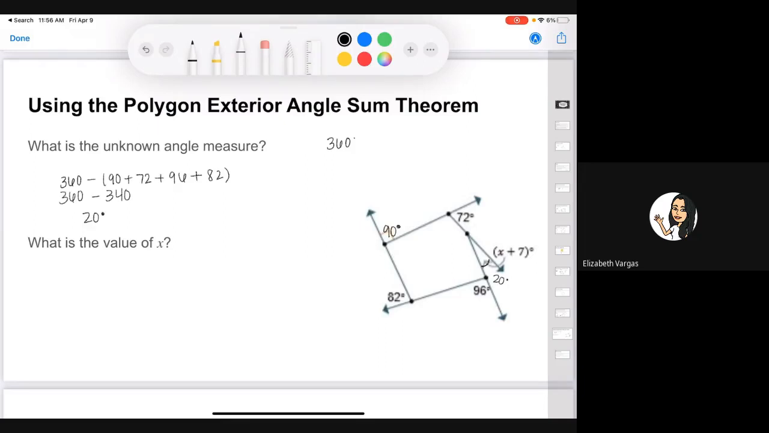Okay. Well, what does that mean x is? Well, if that has to equal 20, then I take x plus 7 equals 20. Solve for x. x is equal to 13.